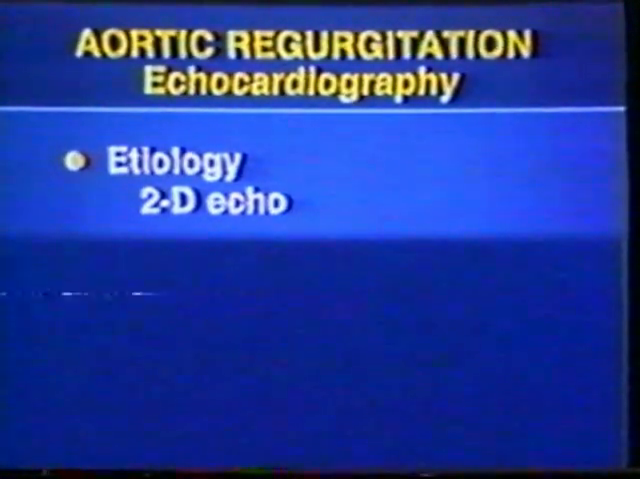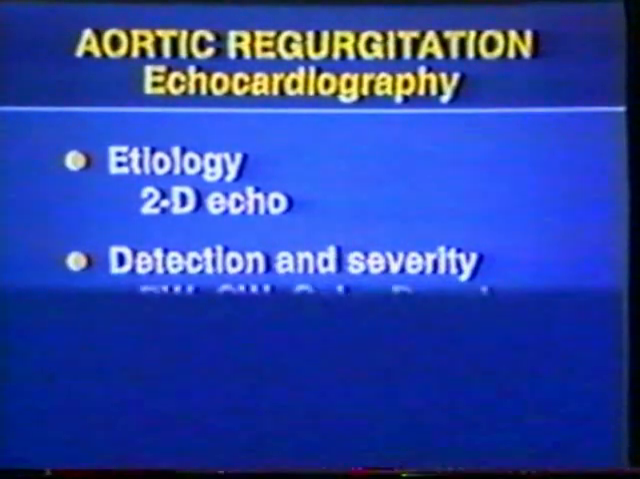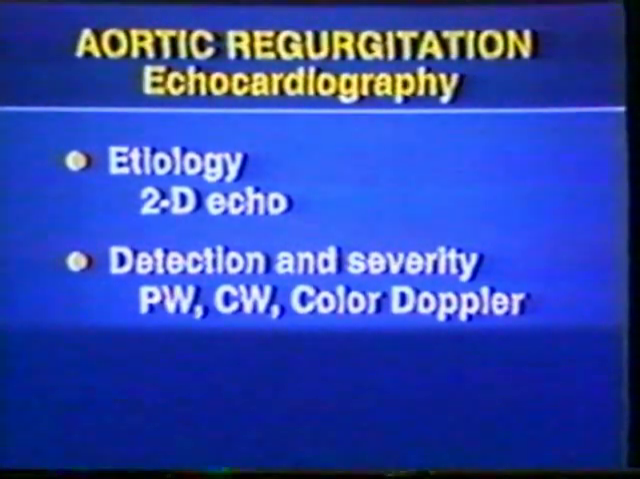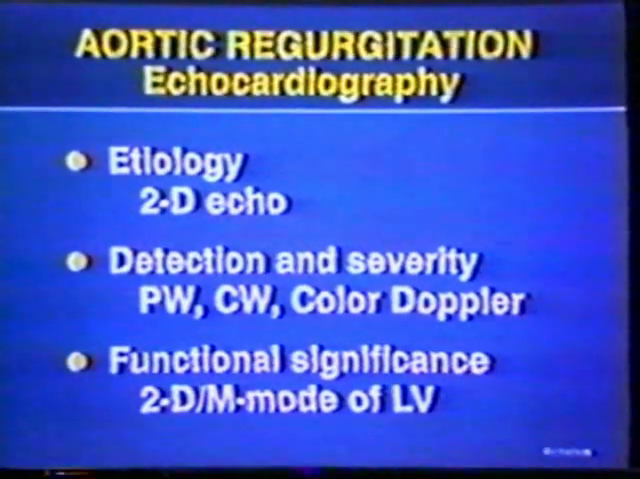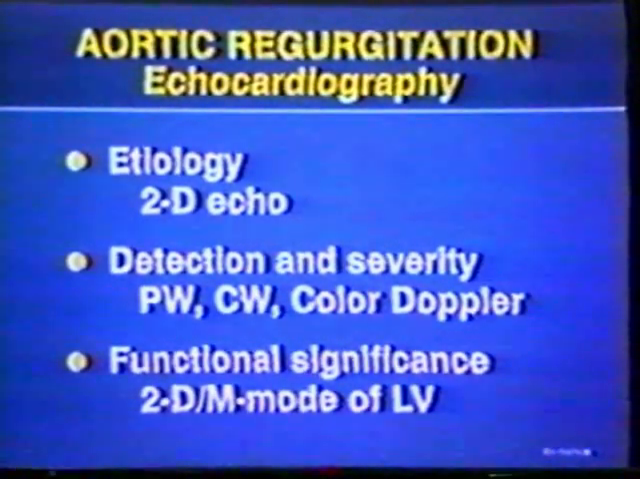Aortic regurgitation results from various etiologies, which can be determined from 2D echo evaluation of the aortic valve and aortic root. The detection and evaluation of the hemodynamic severity of the regurgitation is assessed by a combination of pulsed, continuous, and color flow Doppler techniques. The functional significance of the regurgitation is assessed via 2D and M-mode evaluation of left ventricular size and function. Therefore, the comprehensive assessment of aortic regurgitation requires a detailed 2D and Doppler evaluation.